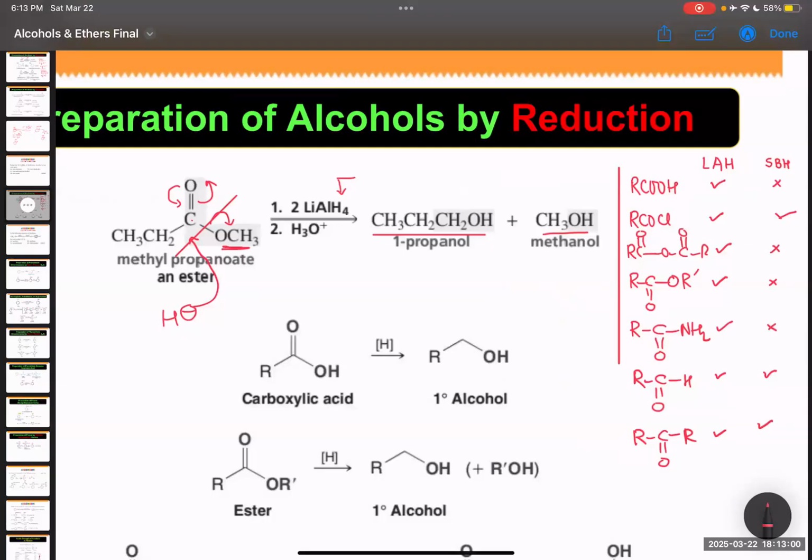And what are the products? From all of these, you get alcohols as the product of reduction. From these two also you get alcohols.